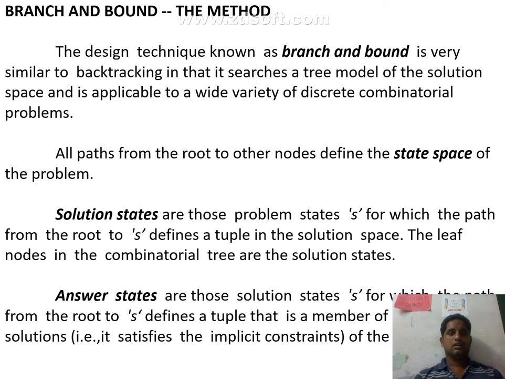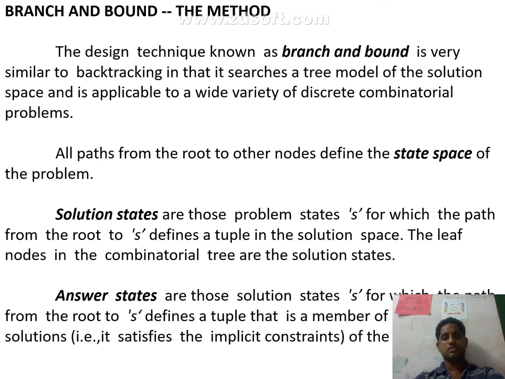The design technique known as branch and bound is very similar to backtracking in that it searches a tree model of the solution space and is applicable to a wide variety of discrete combinatorial problems. Next, all paths from the root to other nodes define the state space of the problem. Here we can say there are different types of states: a solution state and an answer state.